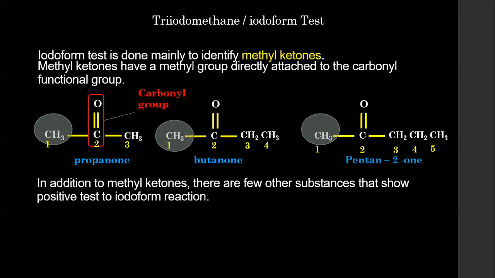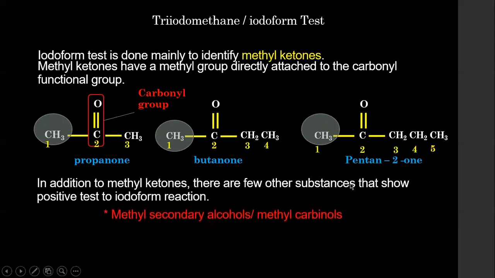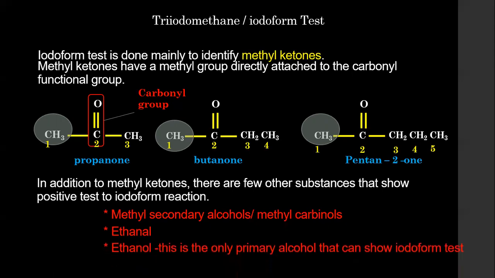In addition to these methyl ketones, there are some other compounds which also give a positive test in the iodoform reaction, and you should know them. The first one is methyl ketones. The second is methyl secondary alcohols, or methyl carbinols. Remember, methyl secondary alcohol. I'm going to show you the real structure of these methyl secondary alcohols in a while. The third compound which gives a positive iodoform test is ethanal.